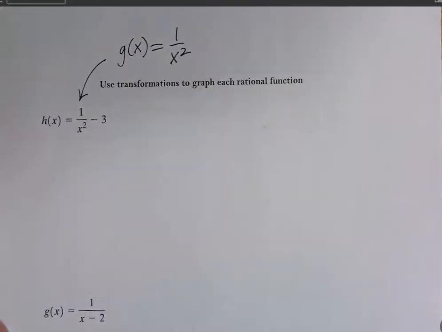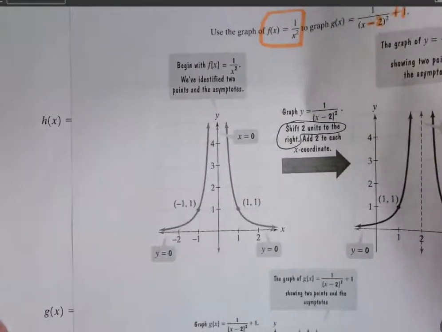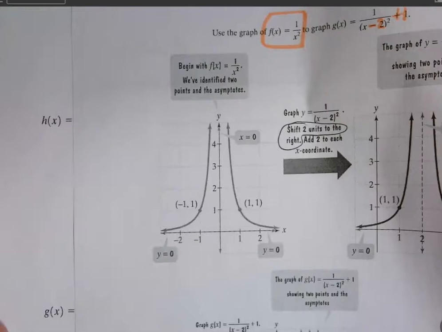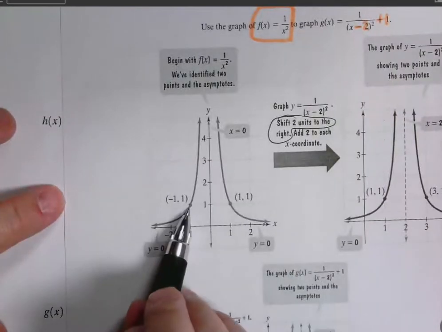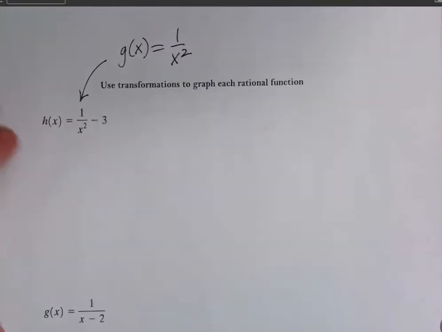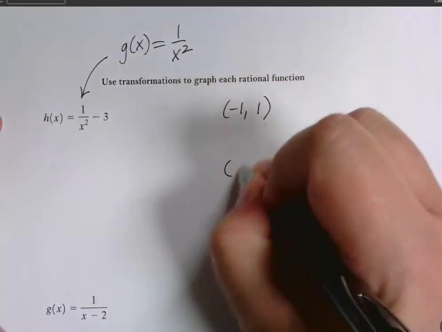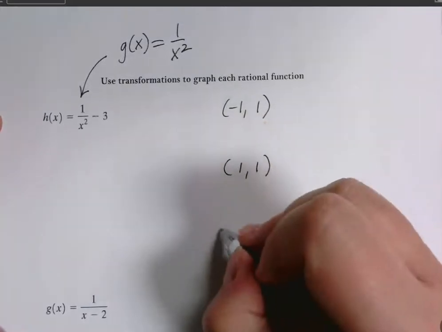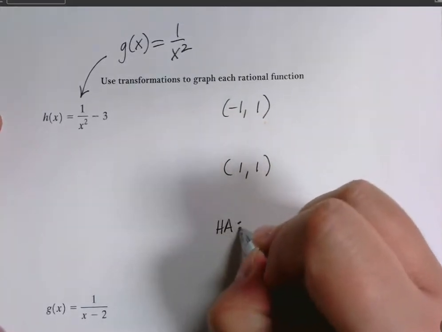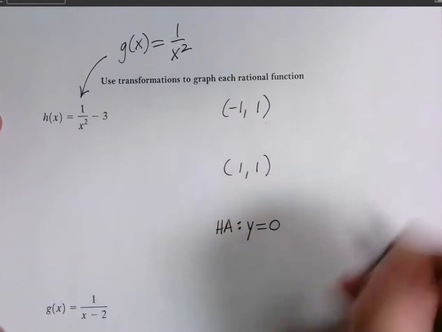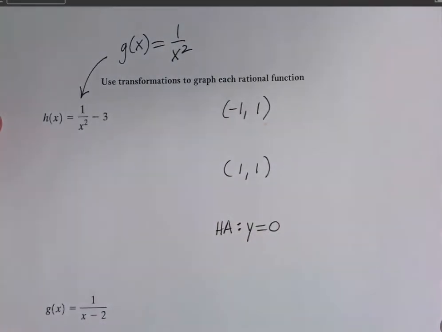Okay, so let's go ahead and borrow from that. I'm going to go ahead and take those points. We know that it passes through -1, 1, and it passes through 1, 1. So I'm going to take those: -1, 1, it passes through 1, 1, and it has a horizontal asymptote on the x-axis, which is at y = 0. That's where the parent function is.